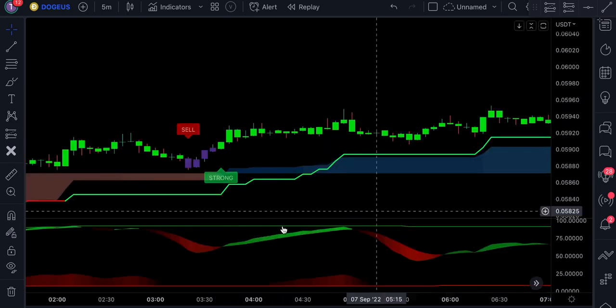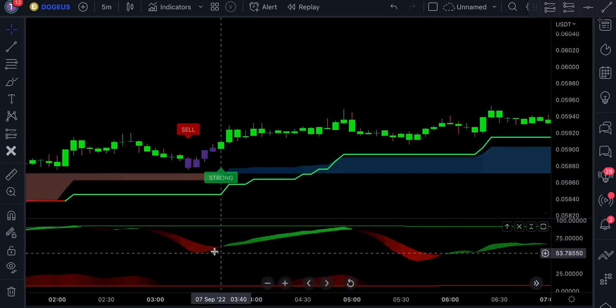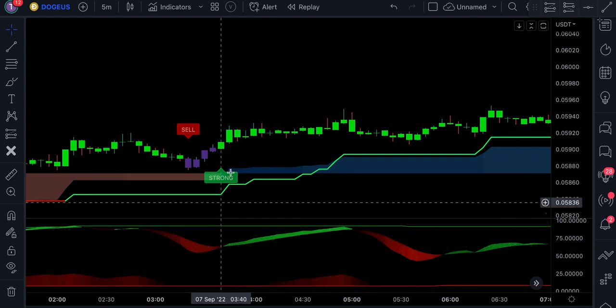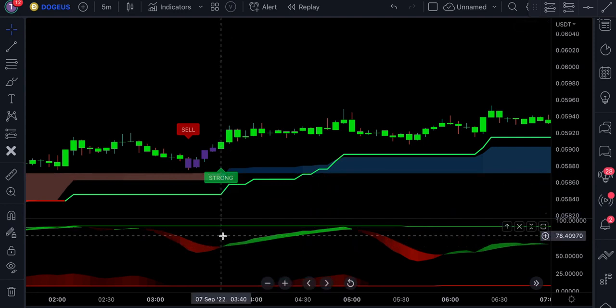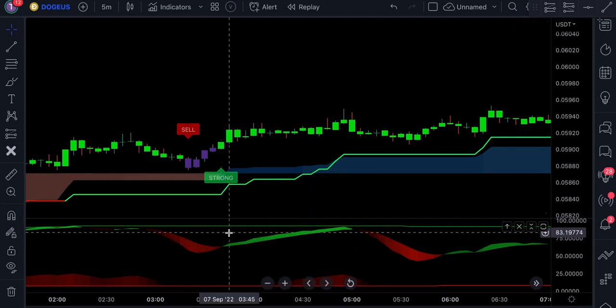Here's another long example where we had to allow the oscillator to catch up. We see that at the time the indicator issued a strong buy signal, the oscillator was being colored in red. So we waited another candlestick and as we can see the oscillator turned green.